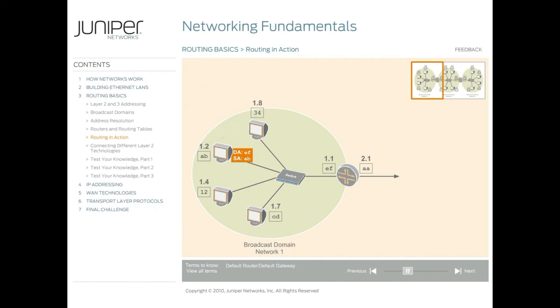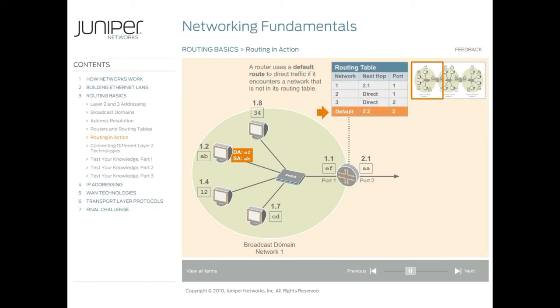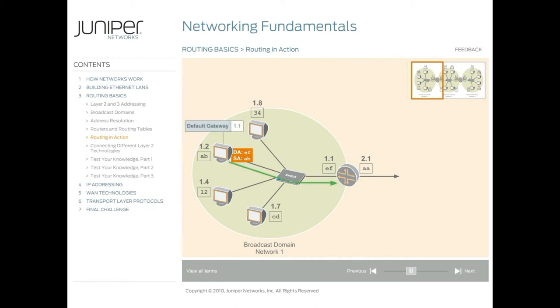A default gateway is different from the default route described earlier. A gateway is a device, such as a router, which serves as a door or an access point to another network. End-user devices, such as PCs, send packets to their configured default gateway when the destination network number is not the same as their network number. A router, on the other hand, does not have a default gateway configured since it is the door to other networks. Instead, a router uses a default route to direct traffic if it encounters a network that is not in its routing table. You might be asking yourself, how does the PC know the Layer 3 address of its default gateway? This address is either configured by the network administrator or learned dynamically.